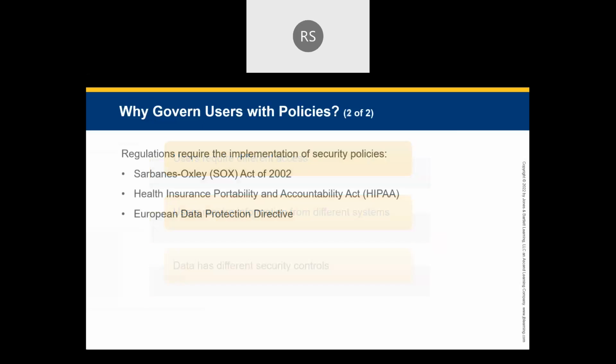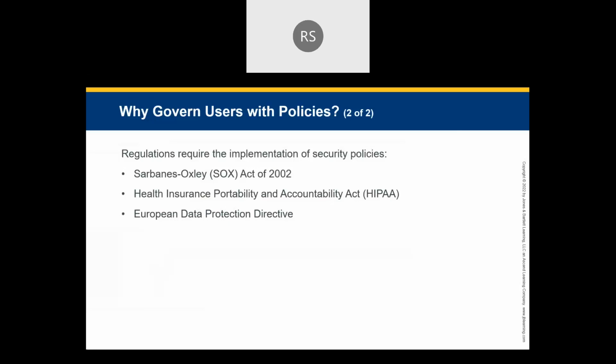Now, governance of user policies may be essential due to regulatory requirements that mandate the implementation of security policies. A few of these key regulations: the Sarbanes-Oxley Act of 2002. This was enacted to enhance corporate accountability and transparency, particularly for publicly traded companies in the United States. It requires organizations to establish and enforce internal controls, including security policies, to protect the financial data and ensure the accuracy of financial reporting.